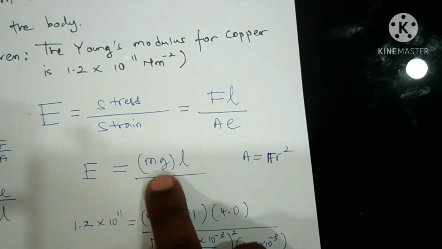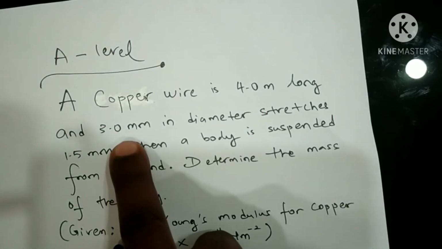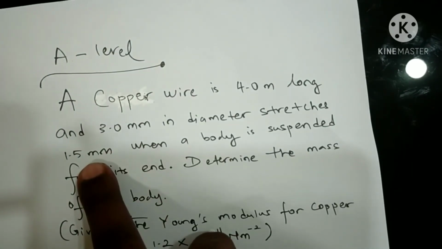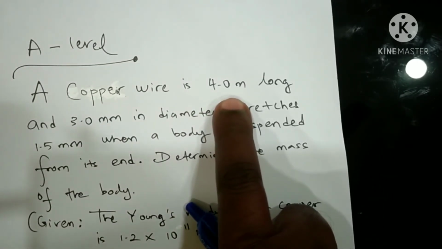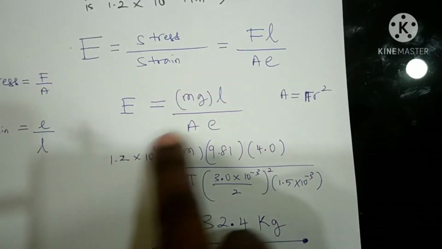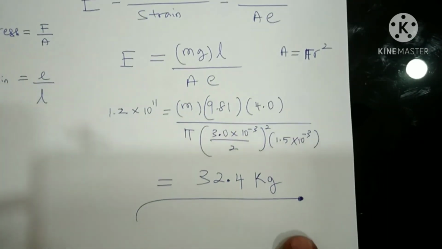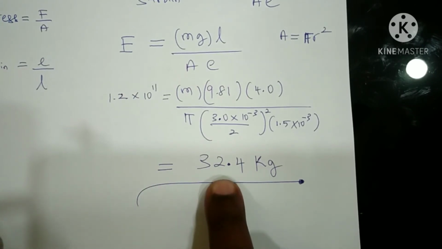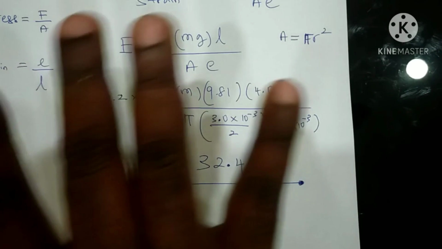I put here mg and the area is pi r square for the diameter of 3.0 millimeter and the extension is 1.5 millimeter and the original length is 4.0 meter. We're going to substitute all the values accordingly in this formula. Then the mass of the body is 32.4 kilogram. Simple like a bubble without giving you any trouble.